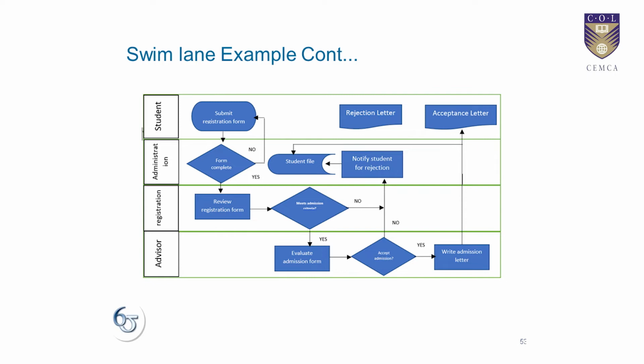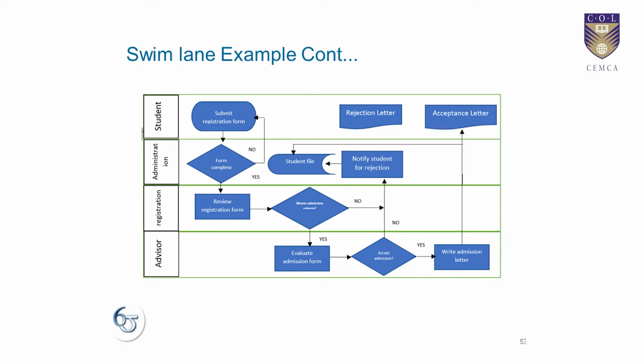So what you see in this process is the process moving through various lanes. Now if you go back, if the form was not completed in the second step by the administration, when the student submits the form, it goes back to the student. So this loop will continue unless the student completes the form. This is called a loop. So you see, it is going back.